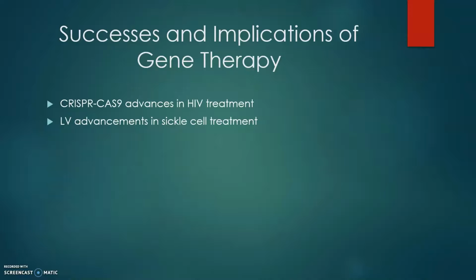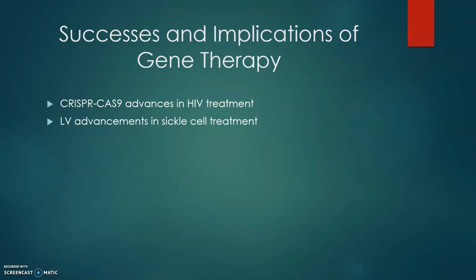Also, there are LV advancements regarding sickle cell treatment, which is another huge treatment, especially in third world countries. Patients with sickle cell disease have mutations in the beta globin gene that generate an abnormal form of hemoglobin. It results in their red blood cells appearing sickle-shaped. They lack flexibility and they stick to the vessel walls. So in addition to pain, blockage of the blood vessels can occur that slow or stop the blood flow and oxygen to nearby tissues.